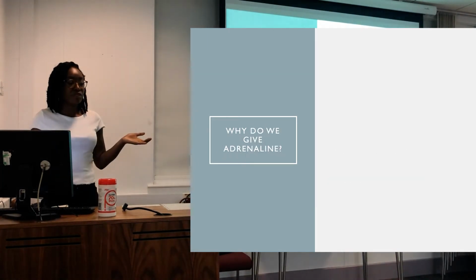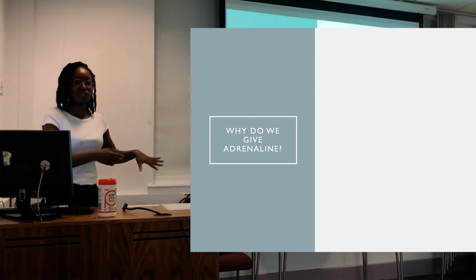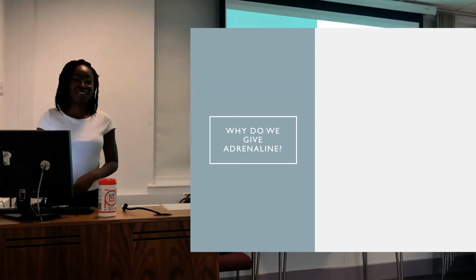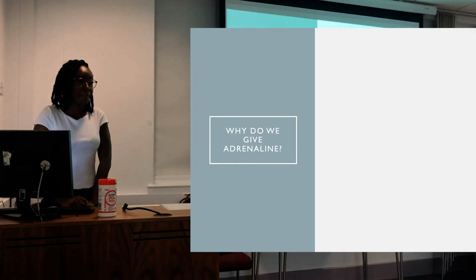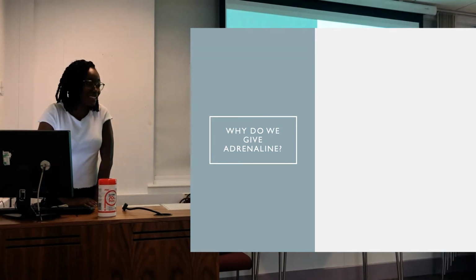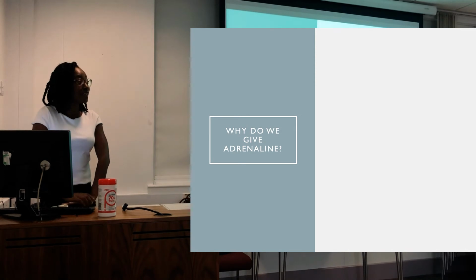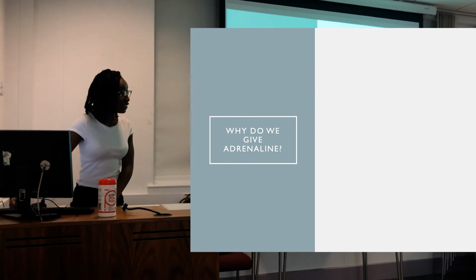And why do we give adrenaline? Why is it so important? This is going back to physiology. It affects the sympathetic nervous system, causes vasoconstriction. Mm-hmm. Peripheral. Yeah. Anything else? Positive inotrope. Yeah. Okay, sorry, what did you say? The positive inotrope as well.